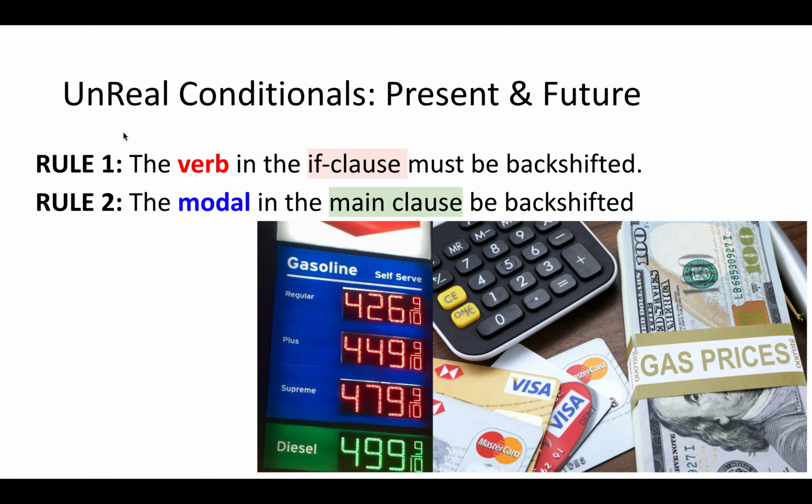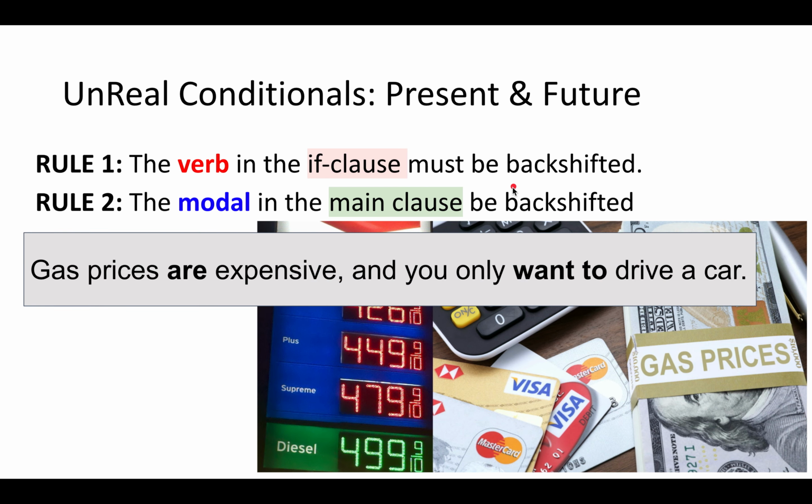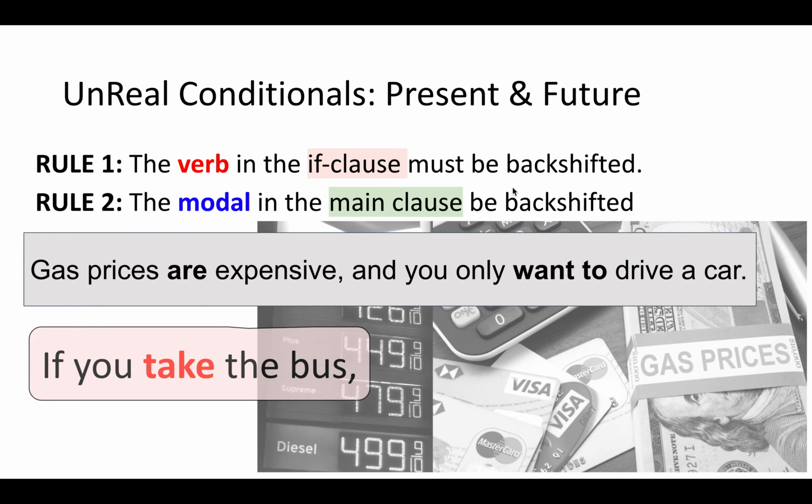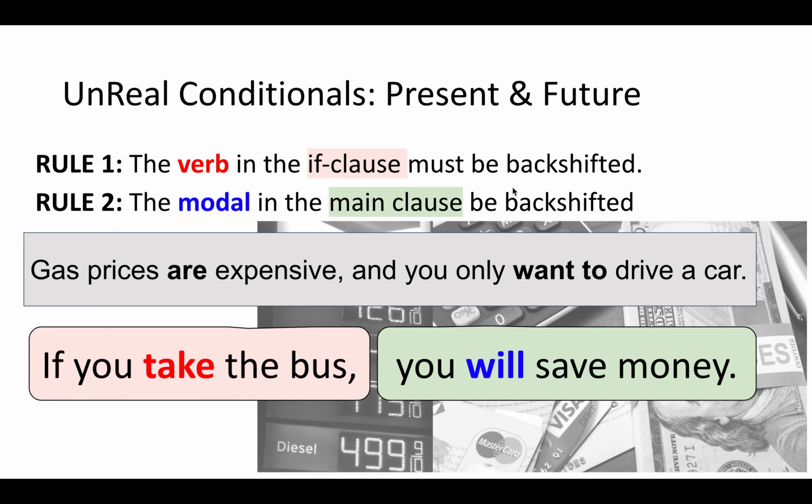Okay. Let's look at how to form present and future unreal conditional. There are two rules. The first rule is that the verb in the if clause must be backshifted and the modal in the main clause must be backshifted. Okay, let's focus on meaning. Gas prices are expensive and you only want to drive a car. Okay, and our conditional. If you take the bus, you will save money.